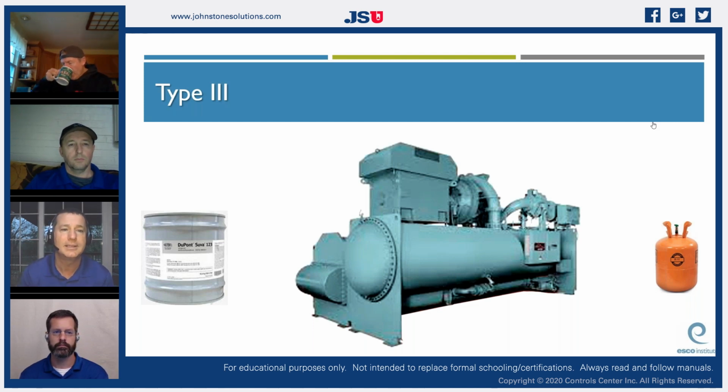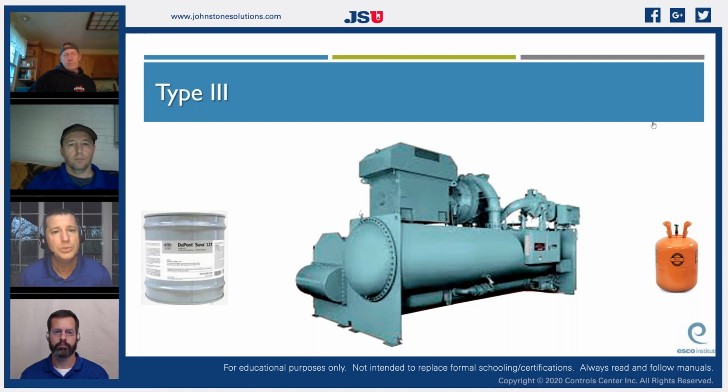We went over a lot of that when we were in Type 2, and sometimes it gets a little confusing when we're talking about those 10%, 20%, and 30% leak rates. We have to understand that applies to systems that are 50 pounds and over, and particularly to chlorinated refrigerants, so CFCs and HCFCs.